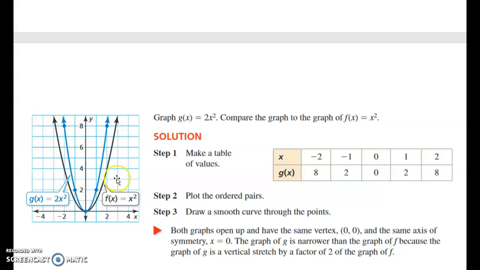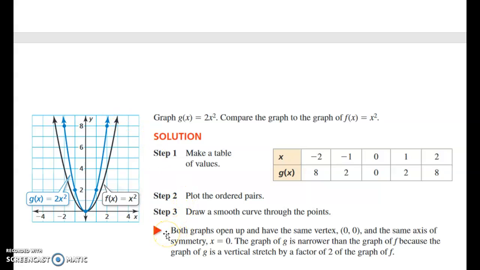So that's what it is right here on the left side. The parent function is the black graph, and the blue one is the new graph. That's the g of x. And you can see some information here.